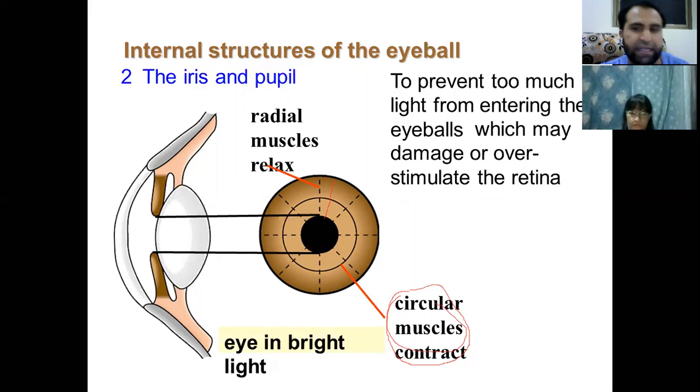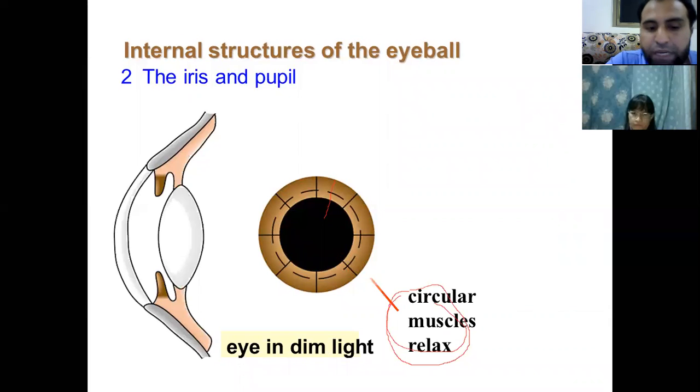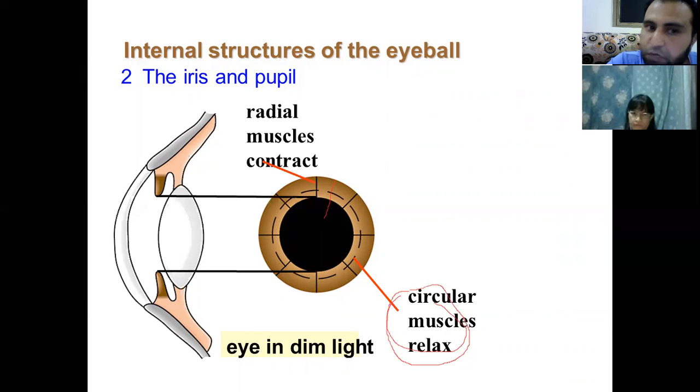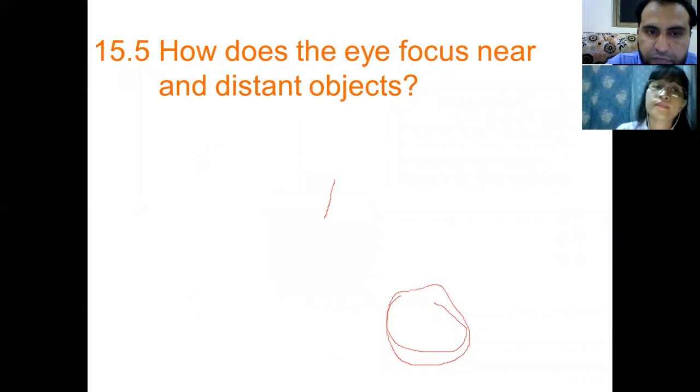Now you can see in the next slide, this person is in dim light, so the circular muscle relaxes while the radial muscle contracts. The pupil is wide, our pupil is dilated. More light is entering your eye so that you can see things clearly in dim light. So this is about the iris reflex.